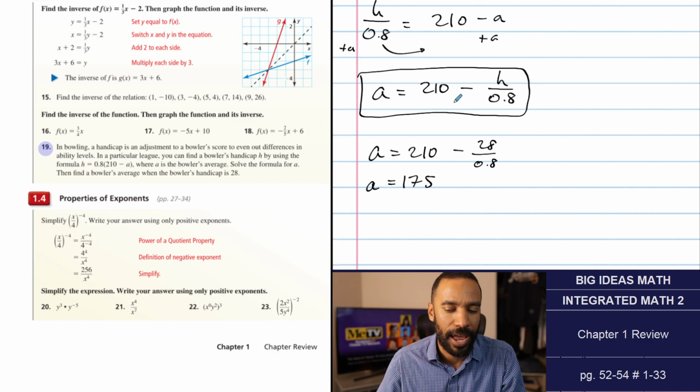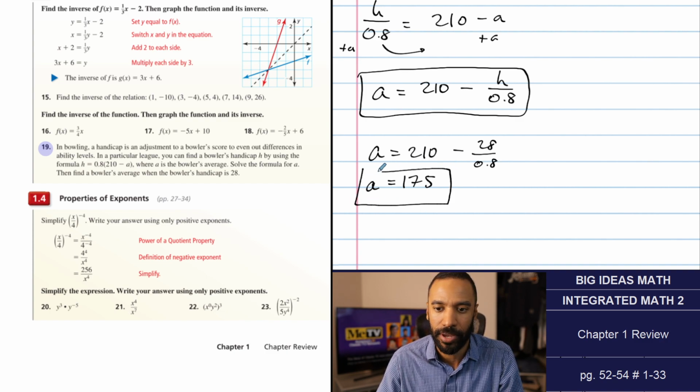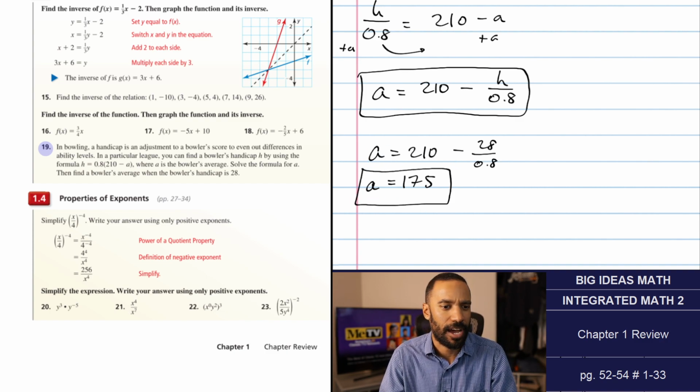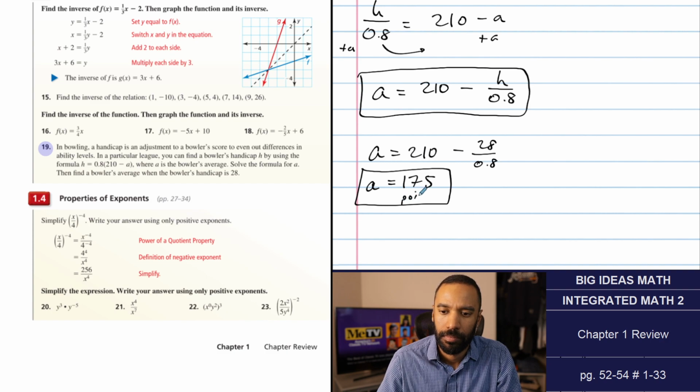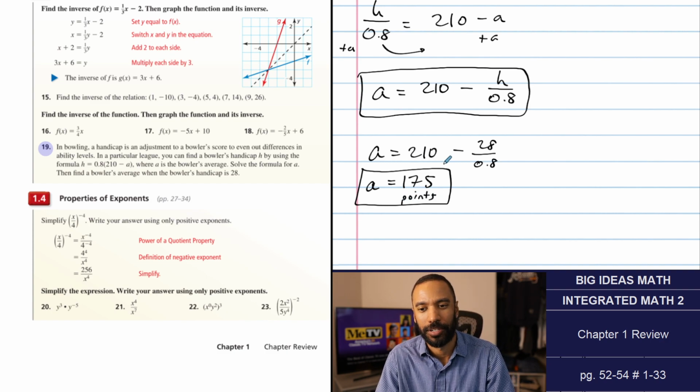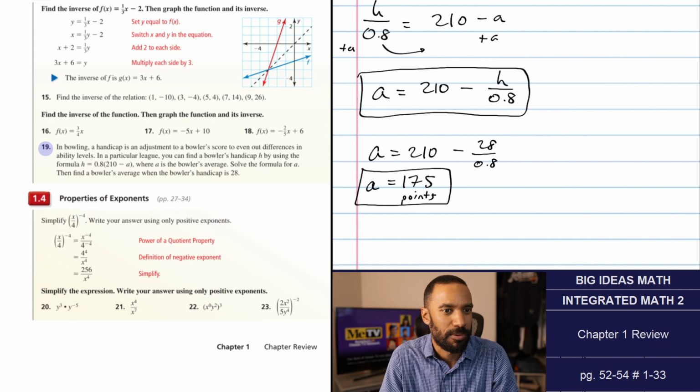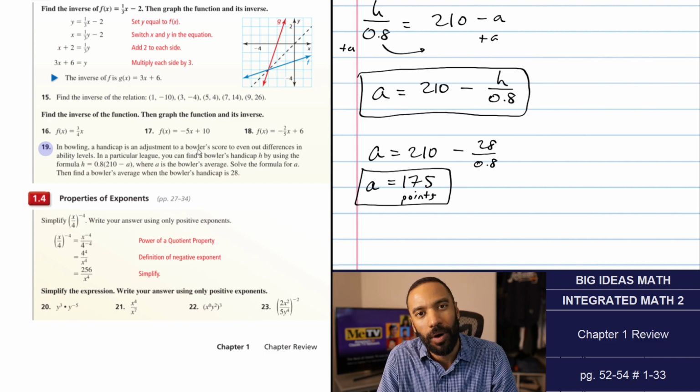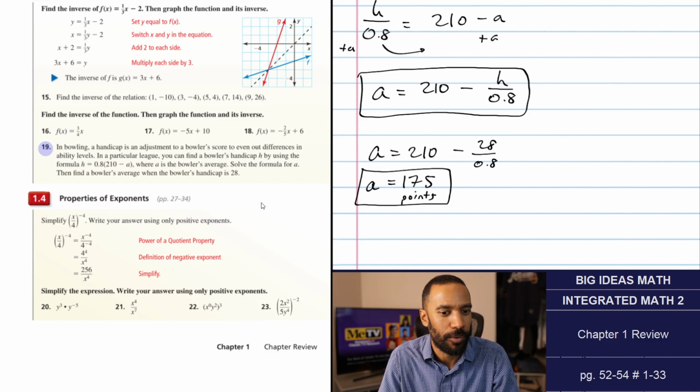And that's the bowler's average. So that's just a score. That's points, I guess, if you will. Normally I like context, but I don't know what to say. Points? Sure. Score. 175 score, if you will. I think they use points in bowling. All right. That's the end of section 1.3 on inverses. Now we go to 1.4, 1.5, and 1.6.